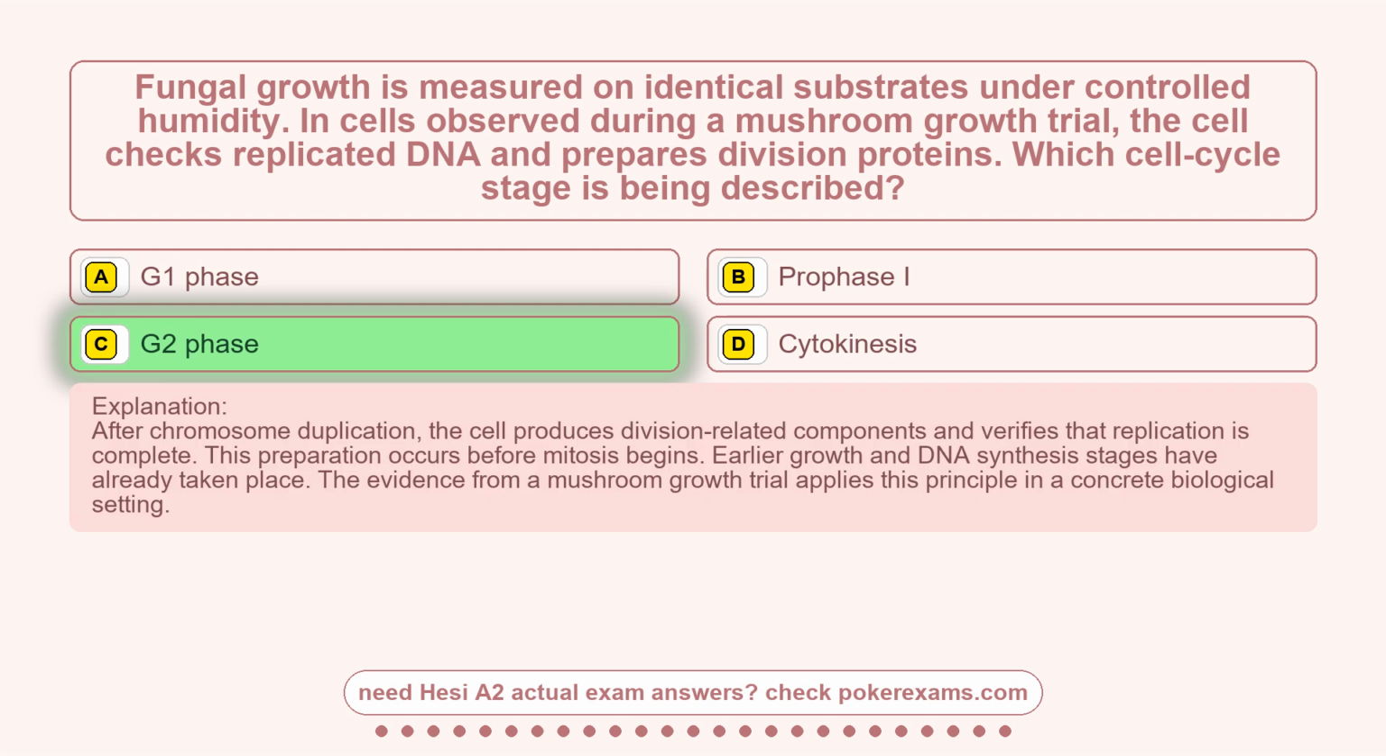After chromosome duplication, the cell produces division-related components and verifies that replication is complete. This preparation occurs before mitosis begins. Earlier growth and DNA synthesis stages have already taken place. The evidence from a mushroom growth trial applies this principle in a concrete biological setting.